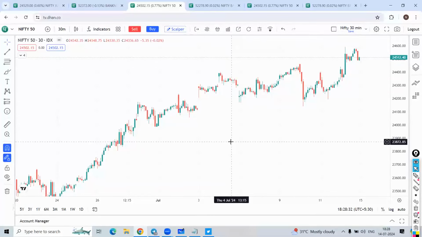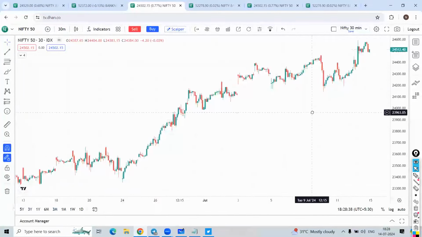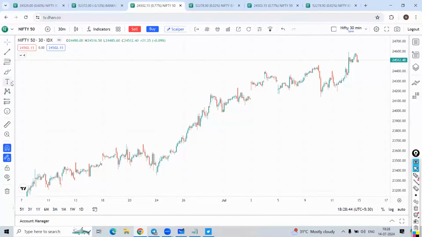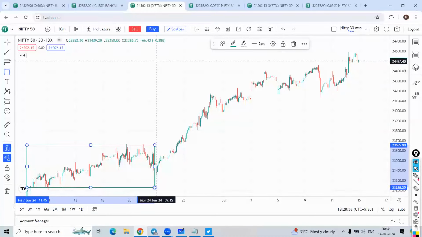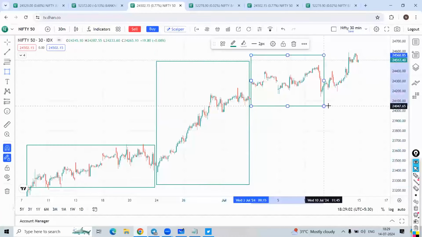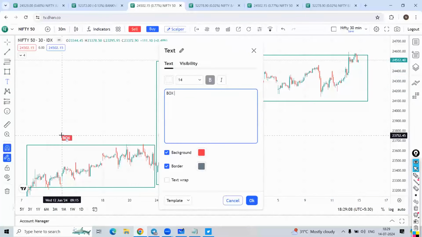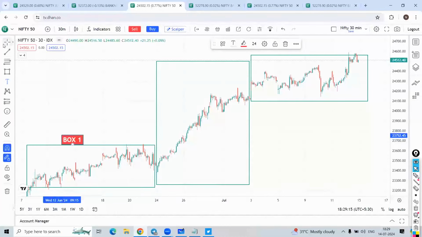So how do we understand fast or slow? I'll mark three boxes. Now you will identify whether the market is fast or slow. Even if you don't know, still you will answer it. I will tell you how. I have marked three boxes.